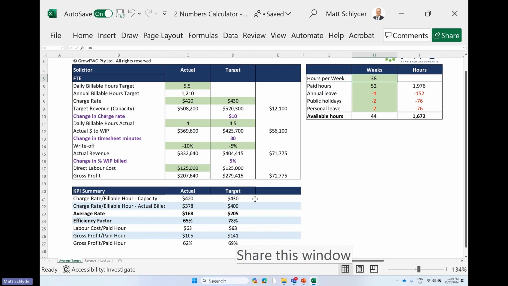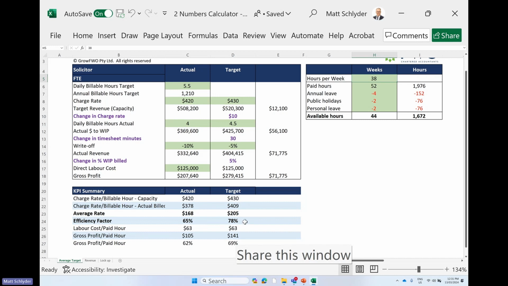So have a look at the impact that has on our numbers. Our target charge rate is only up by $10, but our charge rate for billable hour has gone from 378 to 409, because we're putting more time in, but we're also recovering more of it, which drives our average rate up to $205 an hour. Our efficiency factor is at about 78%. Once efficiency factors start getting up around the 90%, generally you'll find that you've got an extremely efficient business, because it's very rare that everybody continues to hit their actual expected budgeted hours.